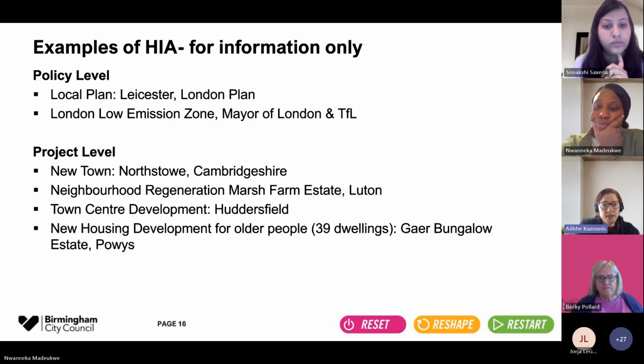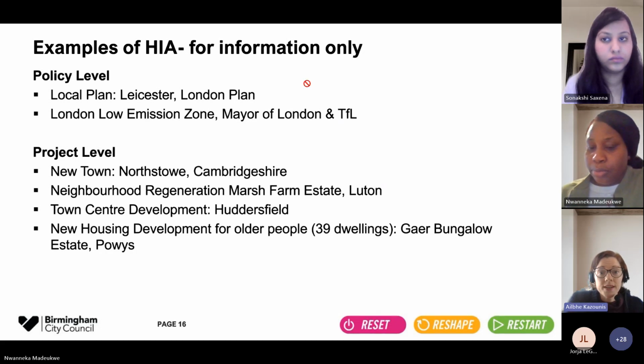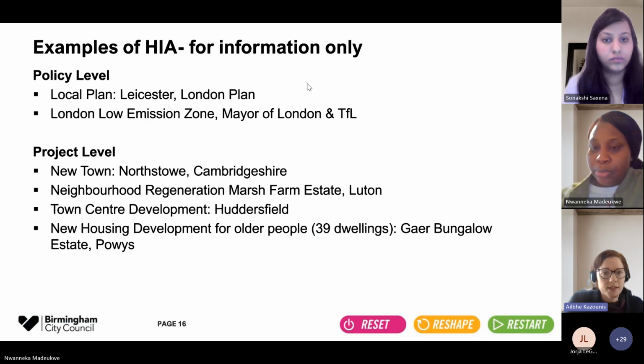The HIA recommended ensuring formal open spaces were accessible to all user groups, including those with disabilities and the elderly. The project successfully incorporated health promoting design principles such as walkable neighbourhoods, community cohesion, and access to health services. An example of a smaller scale development is a housing project for older adults consisting of just 39 dwellings on a site with pre-existing accommodation for older people.